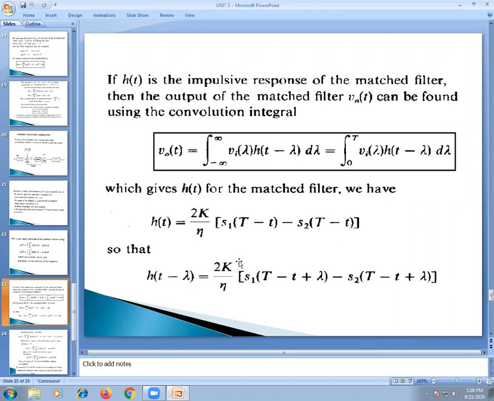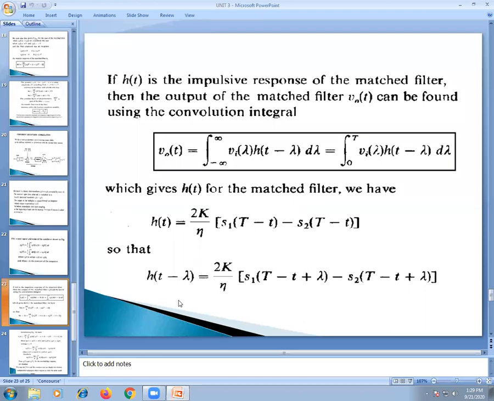Simply substitute. So by using the convolution integral formula, the limits minus infinity to infinity are converted to 0 to T because the signal is starting at 0. Now the integral is changing to 0 to T, vi of lambda, h of t minus lambda. This is the convolution integral. Now h of t is 2k by eta times s1 of T minus t minus s2 of T minus t. You know this formula. Now h of t minus lambda you can generate. In place of t, simply substitute t minus lambda.